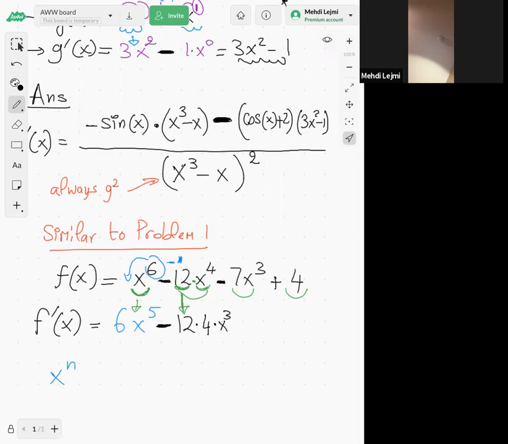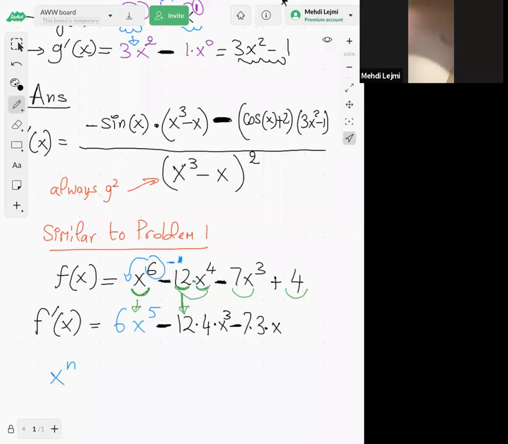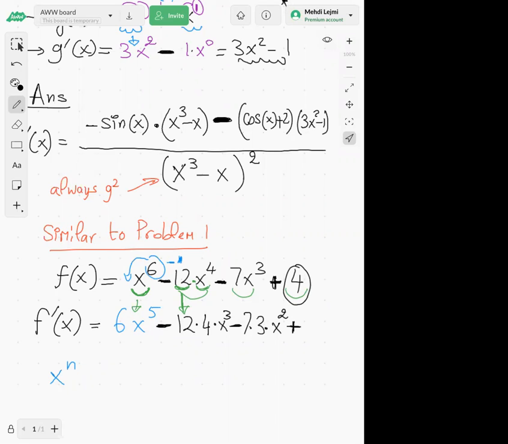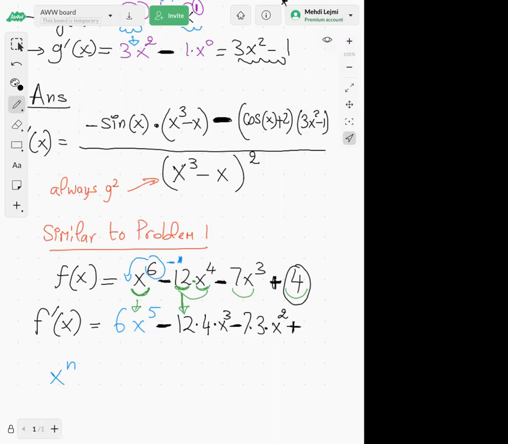Now, what about the next? There's a minus, so keep the subtraction. Do you have any guess for the next one? That would be 7 times 3 times x squared. Absolutely. And then there's a plus, so you keep the plus. What would be the derivative of 4? Remember, we said if you have just a constant number by itself, the derivative is 0. So the derivative of 4 is just 0.